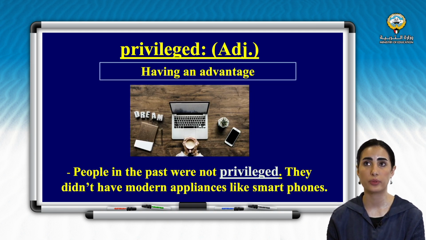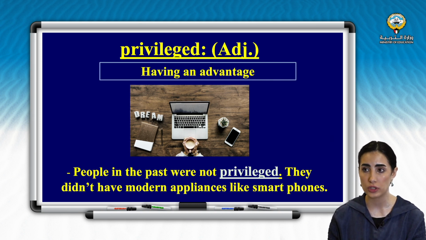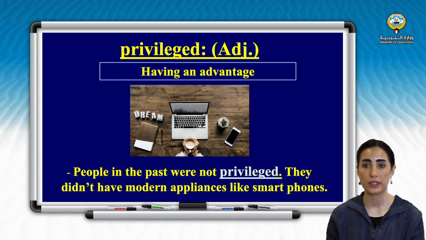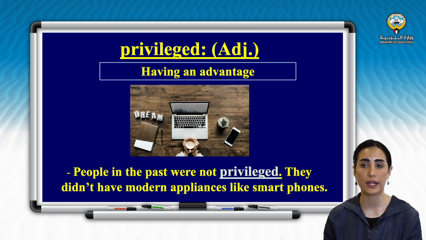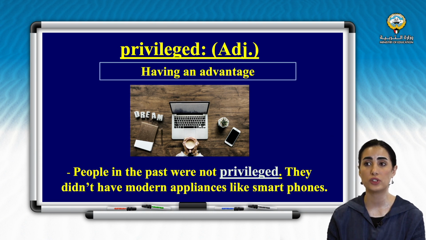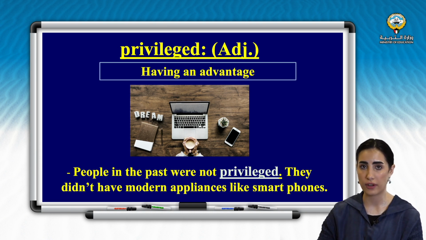Next we have the word privileged. So repeat after me. Privileged. Privileged. What part of speech is privileged? It's an adjective. Good. Now let's look at the example. People in the past were not privileged. They didn't have modern appliances like smartphones as we have today, like the laptop or the iPhone and such. So privileged means having an advantage.